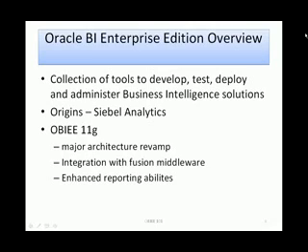The security model completely differs in OBIEE 11G. So the main features with respect to 10G: it has a major architecture revamp. You'll notice that OBIEE 11G is more integrated into the Fusion Middleware now, and it has some enhanced reporting abilities and an enhanced security model. So we'll take a look at this as we proceed.